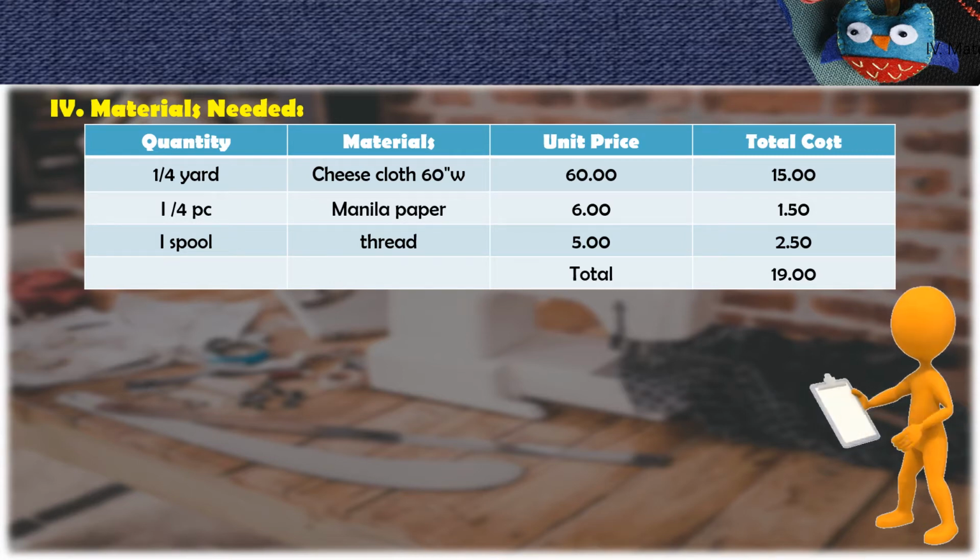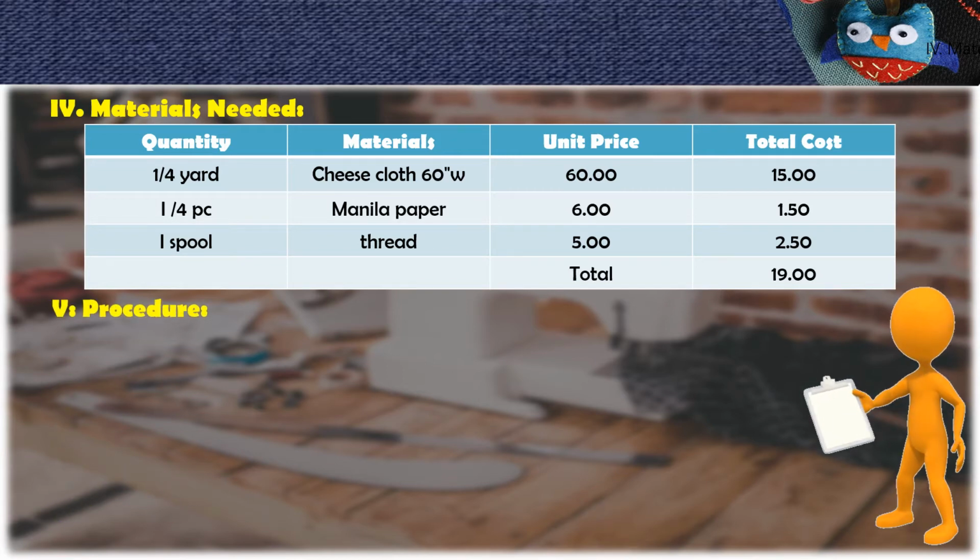So to get the total cost of the materials, we need to add 15 plus 150 plus 250 equals 19 pesos. Ibig sabihin, 19 pesos ang inyo pong magagasto sa paggawa ng inyong pillowcase.